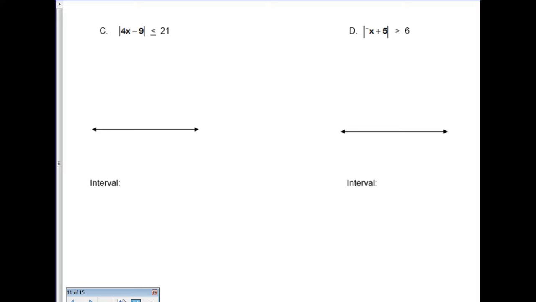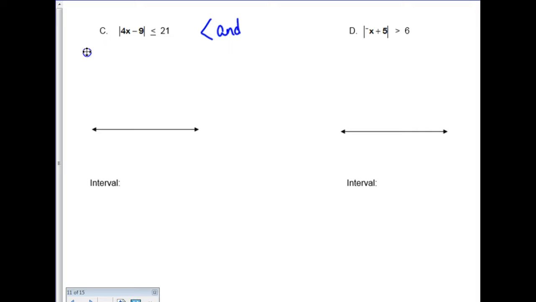All right, I did not set up anything for you here. So we have to, right off the bat, ask ourselves, is this an and or is this an or? All right, I'm hearing and. Justify. Why is it an and? Yep, the original problem has a less than, which means we have an and.